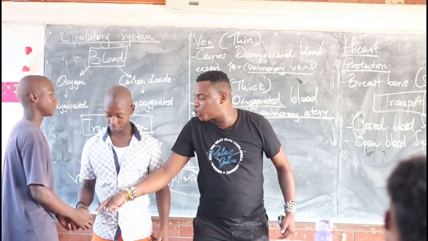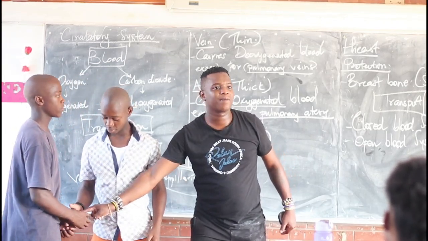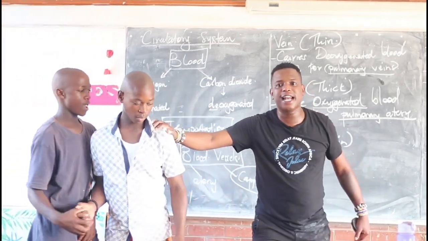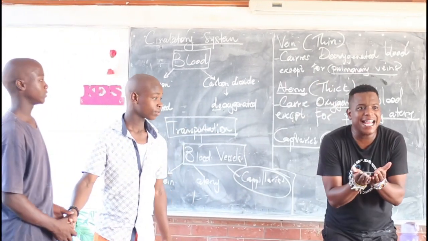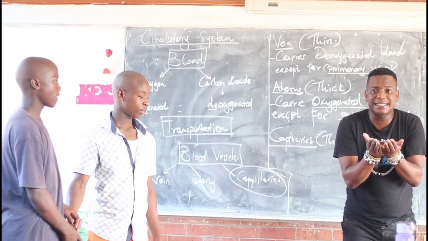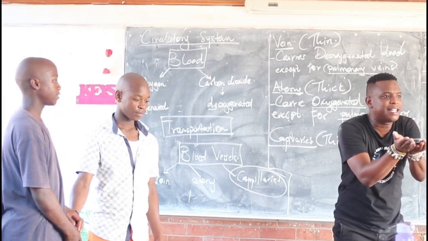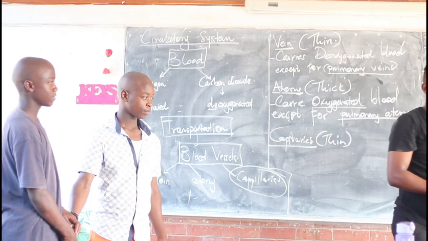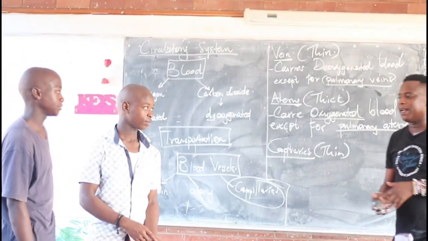As they are now joined, what type of blood are they having? Oxygenated. So where are they now going? Straight to the heart. Meaning as the lung, what am I left with? Carbon dioxide. What am I going to do with this carbon dioxide? I'm going to breathe it out. So that's how the process happens.